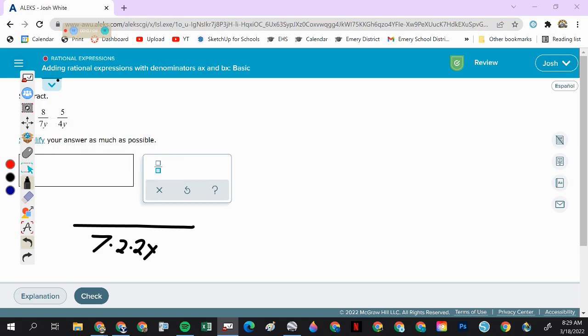Now, what is this fraction missing from this list? So it has a 7y, so it has this one, and it has this one, but it's missing a 4. So I need to times the top by 4. So I get 32 minus, what is this fraction missing? It has the 2's and it has the y, so it needs a 7. So the answer is going to be negative 3 over 7 times 4 is 28y.